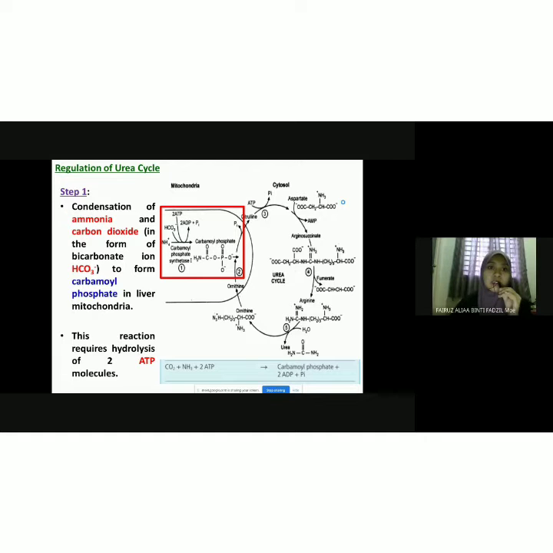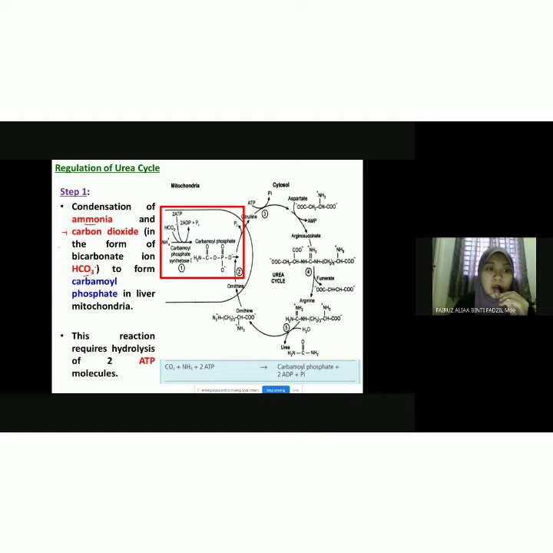Okay, because they have 5 steps. If you see in this picture, we have step 1, step 2, step 3, step 4, and also step 5. So now we look one by one. For step 1, condensation of ammonia. Just now we have the ammonia, right? The ammonia from the removal of the amino group of the amino acid during deamination, remember? So we have the condensation of ammonia and also the carbon dioxide. The carbon dioxide will be in the form of bicarbonate ion, HCO3 minus.